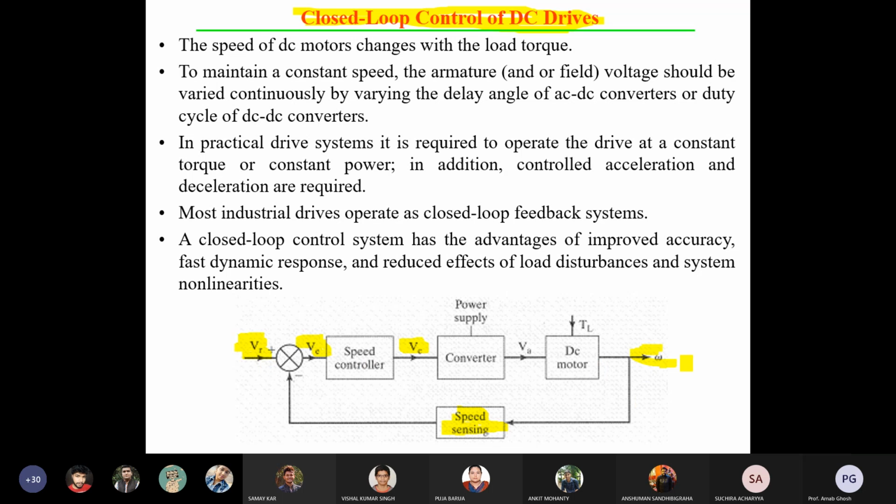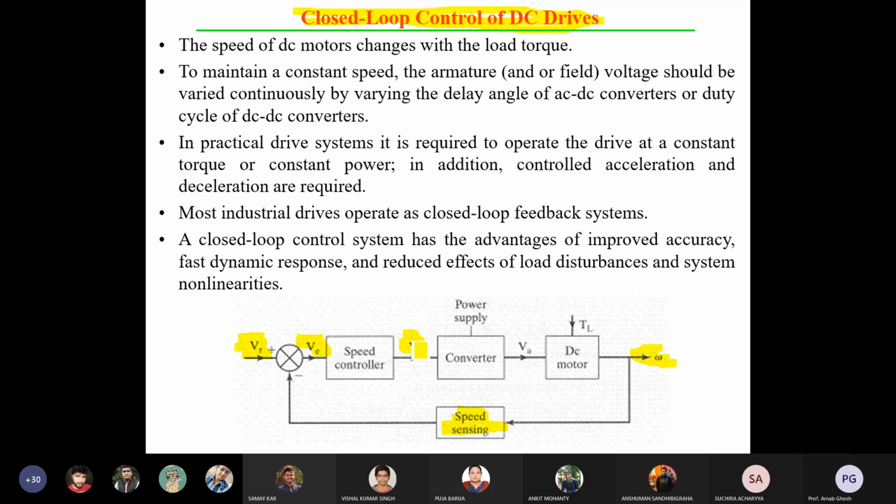Suppose you increase the load, then the motor speed suddenly dips. Suddenly dipping means your error signal will be more. Error signal being more means the compensator tries to compensate. So your control signal VC will also be more than in the previous condition.